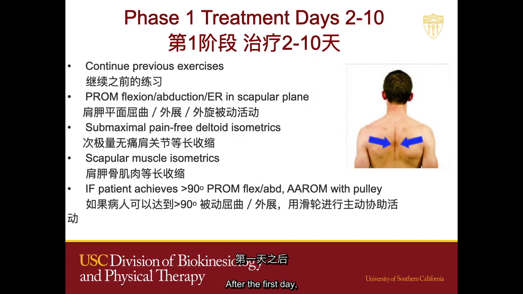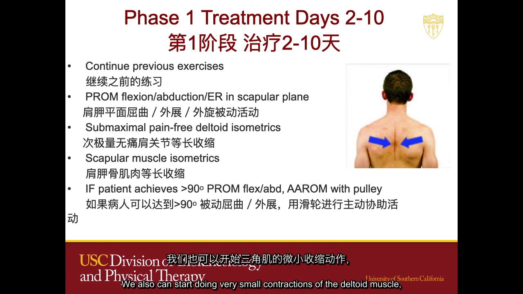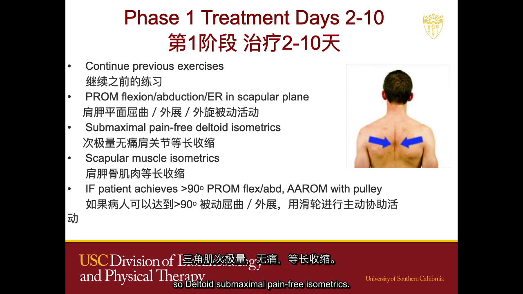After the first day, we're going to start doing more scapular exercises, so scapular isometrics, and then we're going to also just start continuing with passive range of motion. We also can start doing very small contractions of the deltoid muscle. So deltoid, submax, pain-free isometrics.